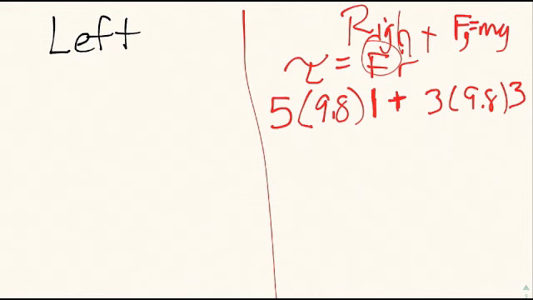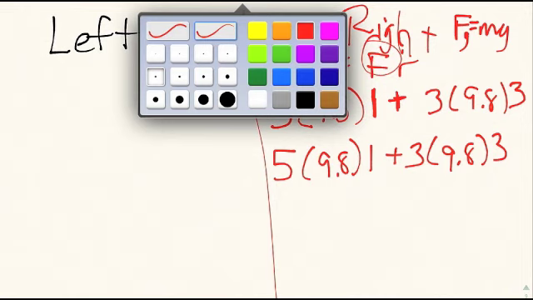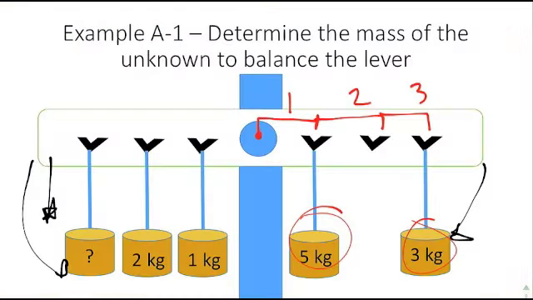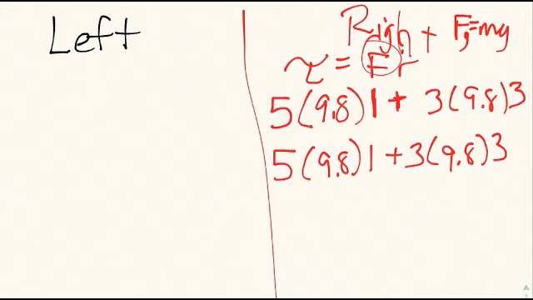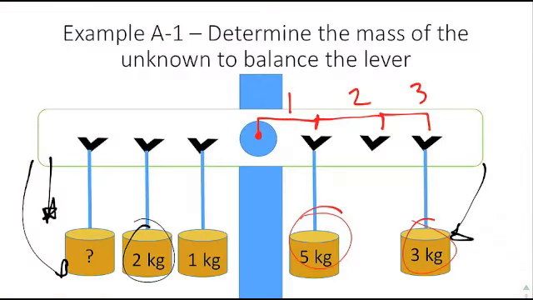So on the right side of the equation, we have 5 times 9.8 times 1 plus 3 times 9.8 times 3. So now we can switch over to the left side. And if we look at the left side, we actually have 3 masses here. So we have 3, 2, and 1. The first thing we have is a mass of 3, we have a notch of 3, and we have a mass that's unknown. So we have the mass that's unknown, we have the acceleration due to gravity, and then we have a notch of 3. Then the second force that we have is due to this 2 kilograms.